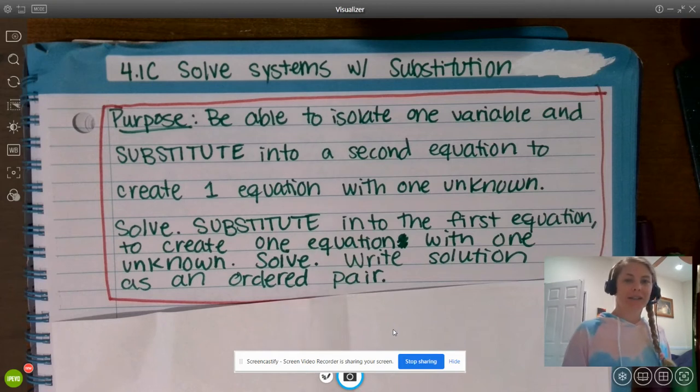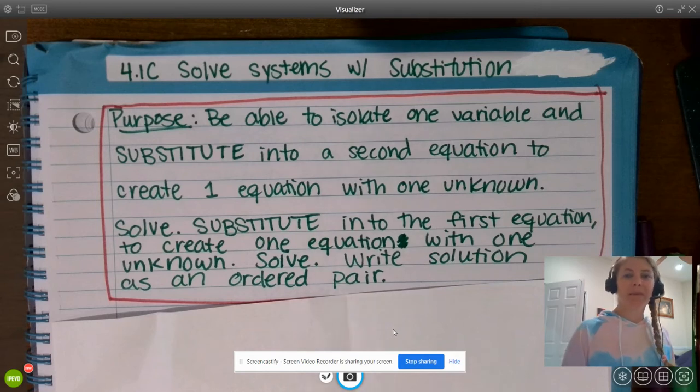Last time we solved systems with graphing, and we saw that if your point of intersection is not integers, then we have a really hard time solving with graphing. So today we're going to learn one way of solving algebraically, and it's solving systems with substitution.